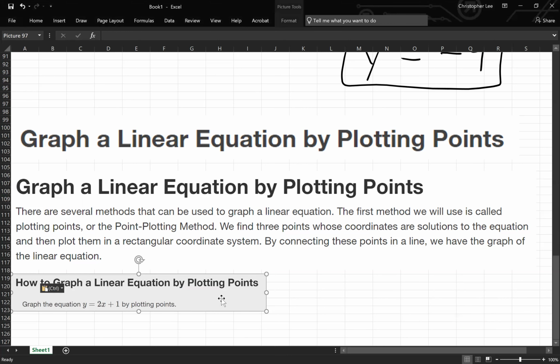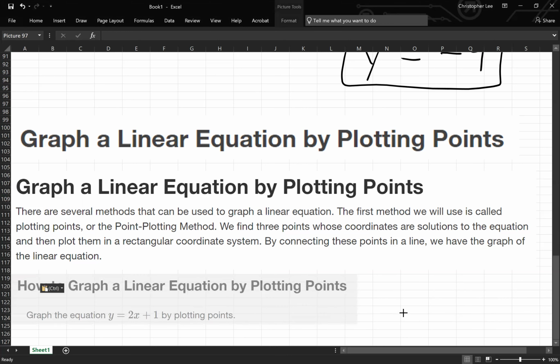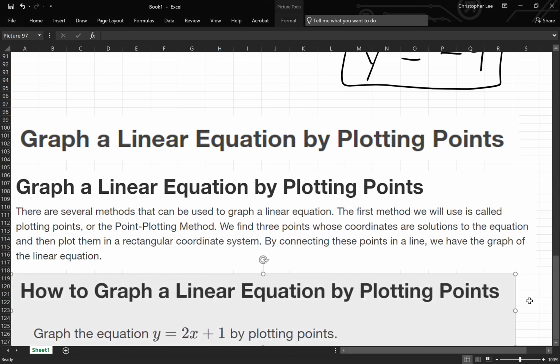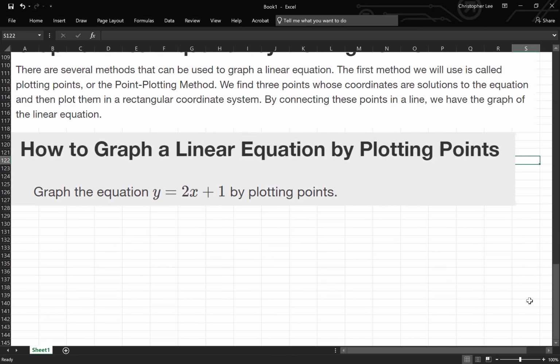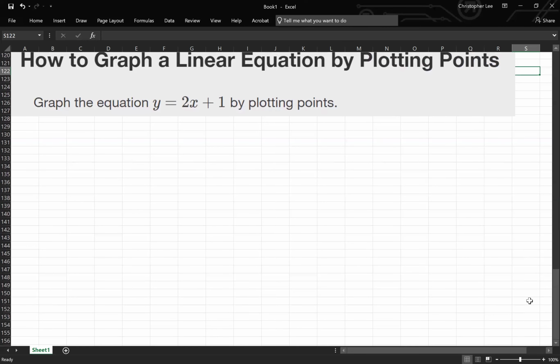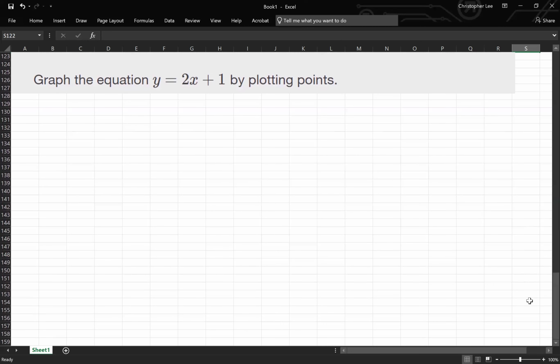So here's an example real quick. We're gonna do this together. We want to graph a linear equation by plotting points, right? So I have y equals 2x plus 1, right? That's my equation. What I want to do is create a table of values. Real nice and simple.